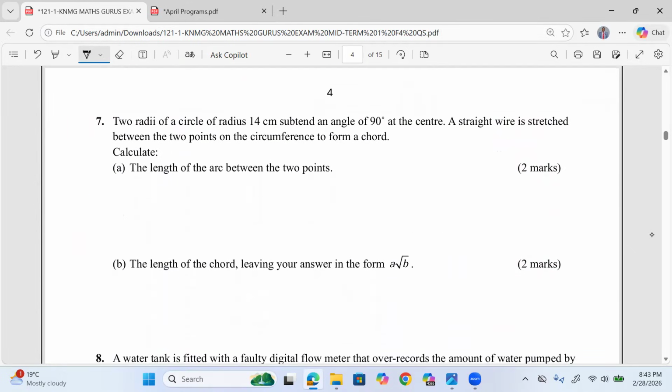Number 7, let's read it together. Two radii of a circle of radius 14 centimeters subtend an angle of 90 degrees at the center. A straight wire is stretched between the 2 points on the circumference to form a chord. Calculate part A, the length of the arc between the 2 points, and part B, the length of the chord, leaving your answer in surd form, or rather in the form a root b.